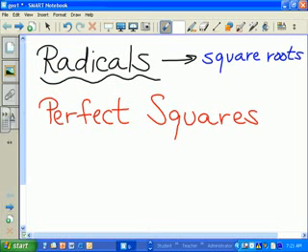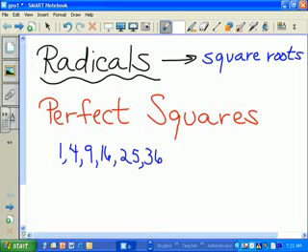Before we get into square roots and how to reduce radicals, we need to talk about our perfect squares, because when we reduce radicals, we're going to be talking about what is the largest perfect square factor of that number. So the perfect squares are just each integer times itself. So the first perfect square is 1 times 1, which is 1. 2 times 2, 4. 3 times 3, 9. 4 times 4, 16. 5 times 5, 25.